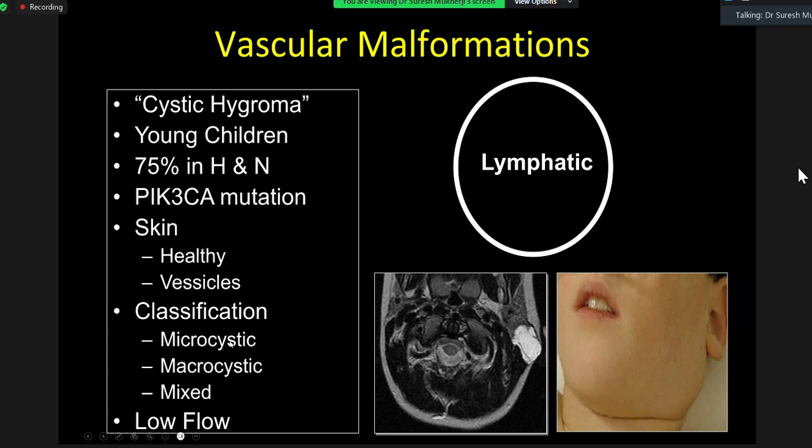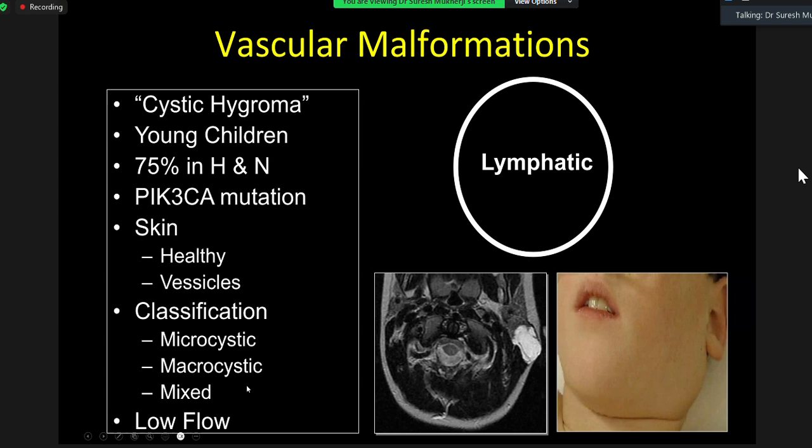Now, the lymphatic malformations have been subdivided into microcystic, macrocystic, and mixed. Initially, the microcystic really is a microscopic diagnosis, but again, we can occasionally see macrocystic lymphatic malformations. I'll show you an example in a little while. And these are low flow lesions as well.